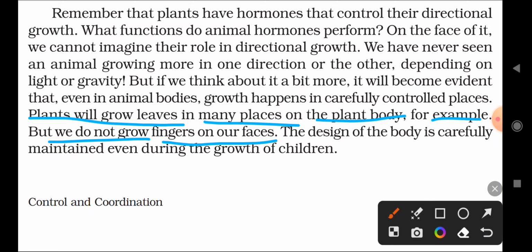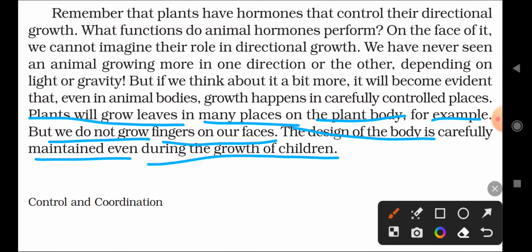The fingers grow only on our hands. So there is no directional growth. It is in a particular manner, a coordinated manner, in a body design. That way our body develops, and it becomes growth. So like a plant, there is directional growth, but in the animal body there is no chance of directional growth. The design of the body is carefully maintained even during the growth of children.